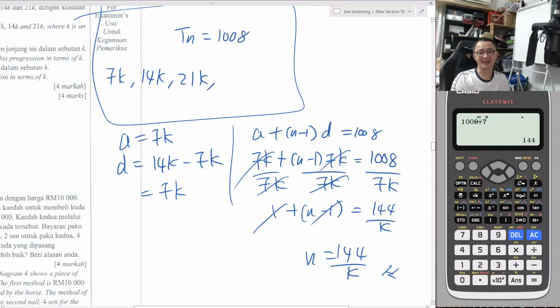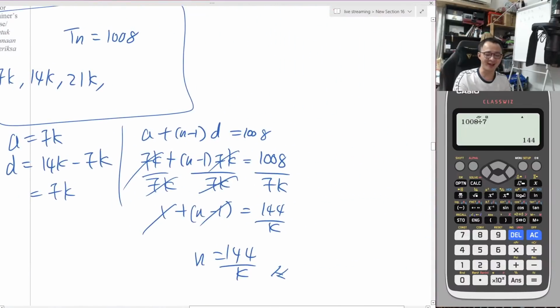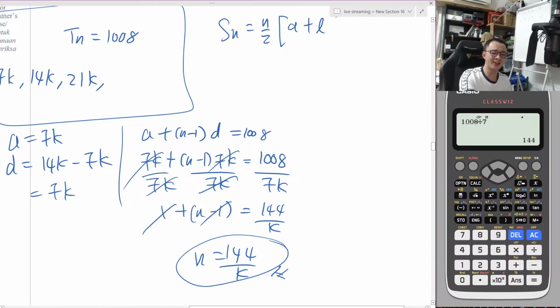But you need to understand what the question wants. Once you understand already, this question doesn't seem very scary. Alright, we still have one more part, oh my god. Find the sum of the first n terms of the progression in terms of k. So right now they ask us to find the Sn. We have the n equation. So Sn is n over 2 times a plus L. Since I know the last term is 1008, I'm not going to do the longer version, 2a plus n minus 1 d. I just use this one.